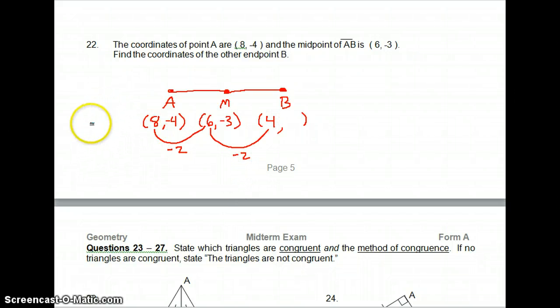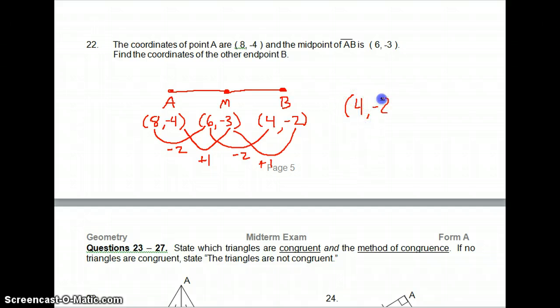For the y-coordinate, we should notice that we're going from negative 4 to negative 3. We're adding 1. So if we add 1 again to negative 3, that gives us negative 2. So the coordinates of B are 4, negative 2. If you want to check that, you'll see you've got 8 and 4 here. Halfway between it is 6. Negative 4 and negative 2, right between that is negative 3. So the answer checks out.